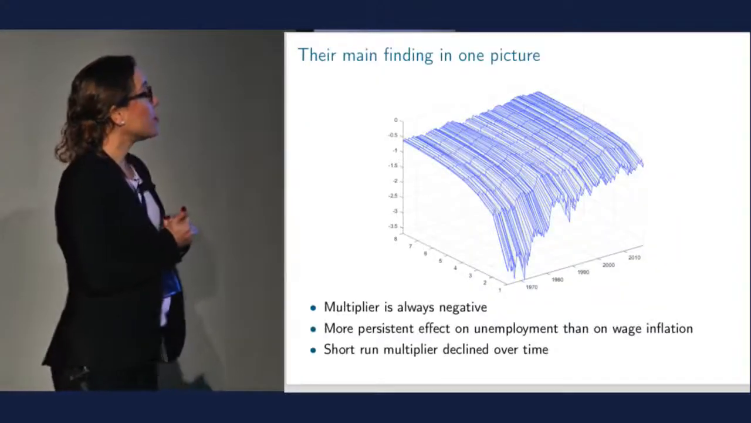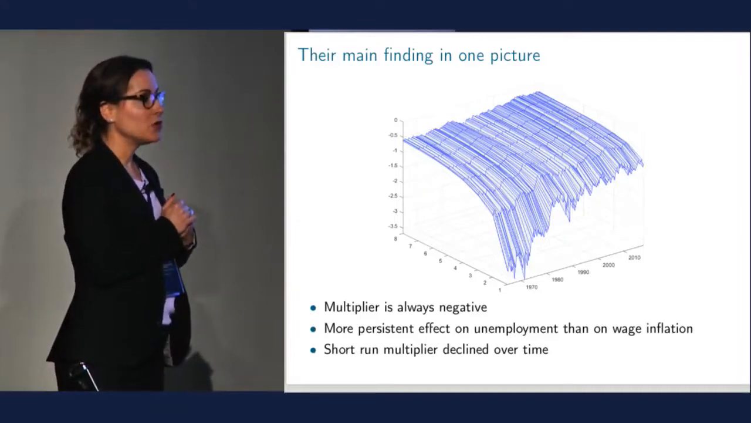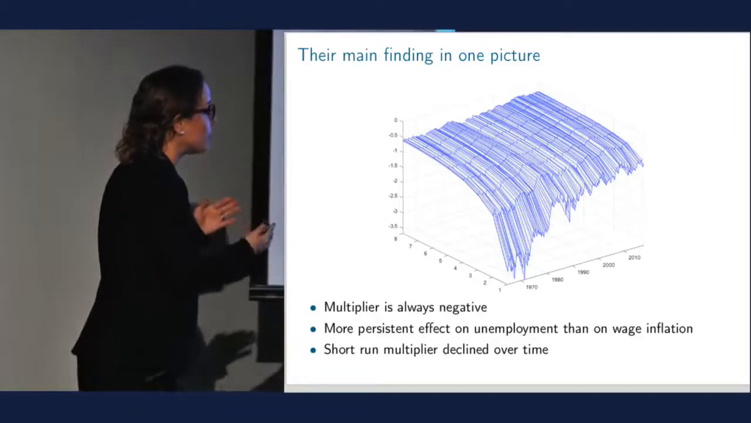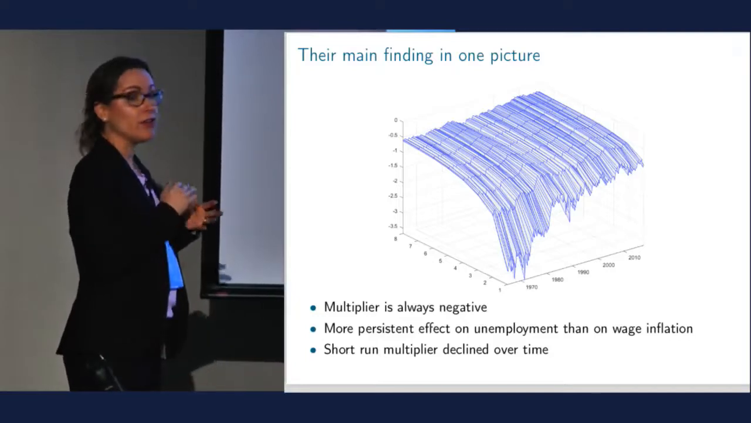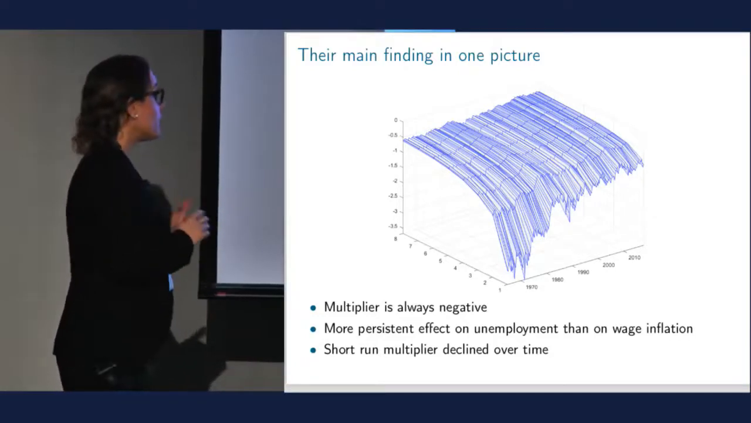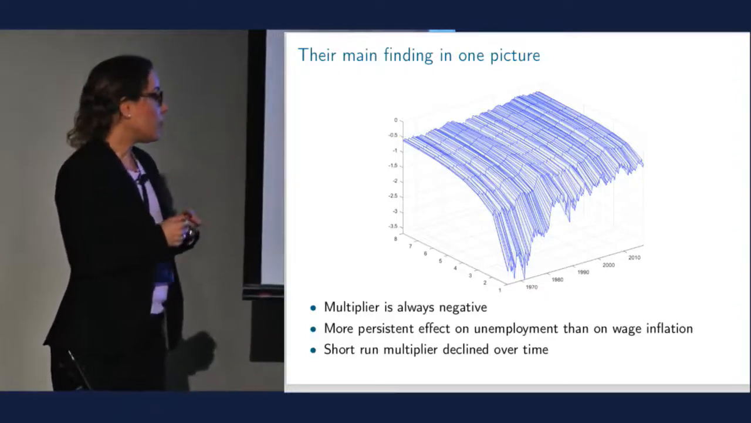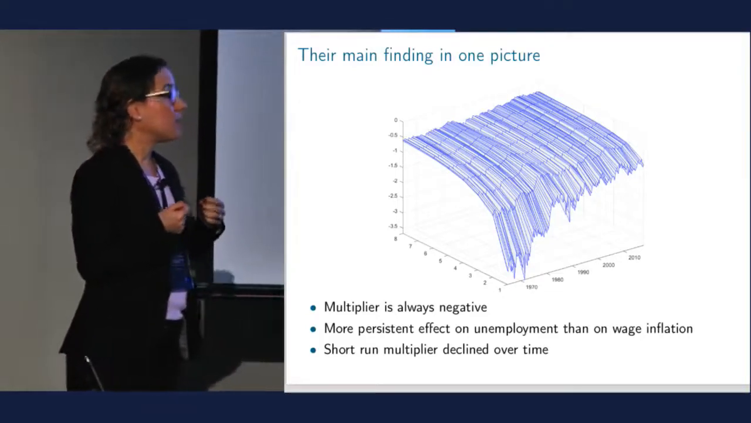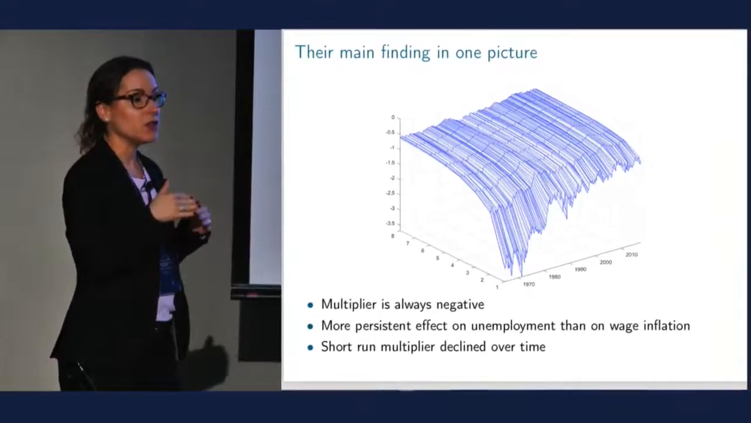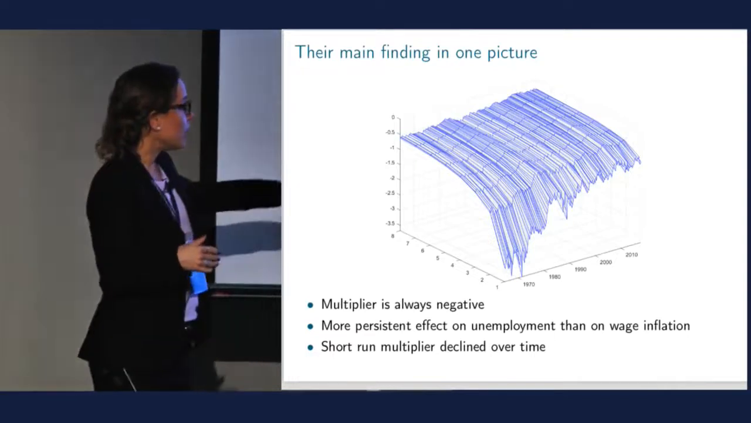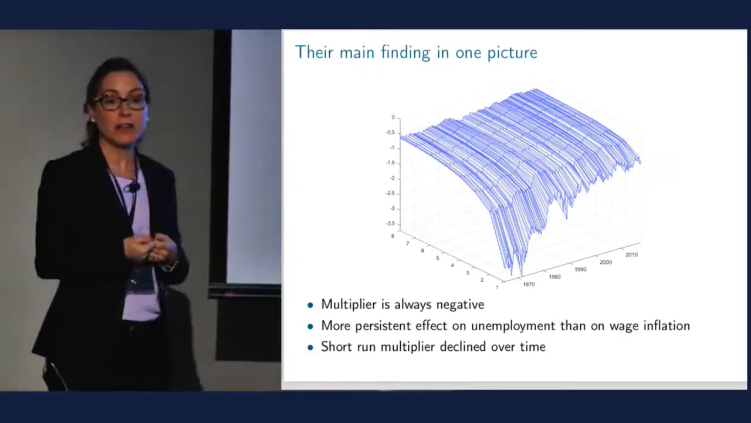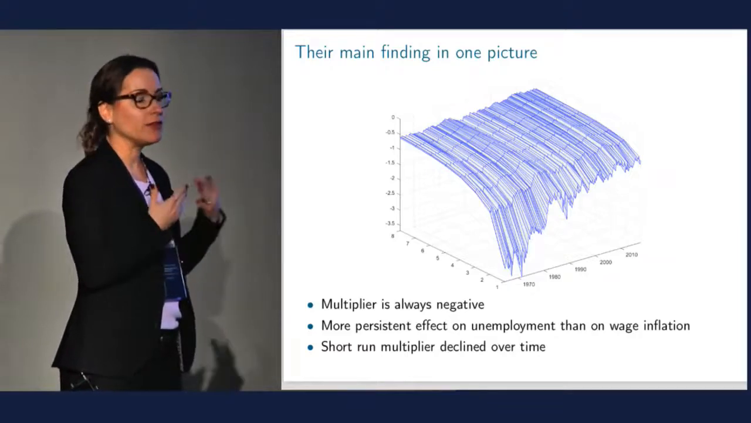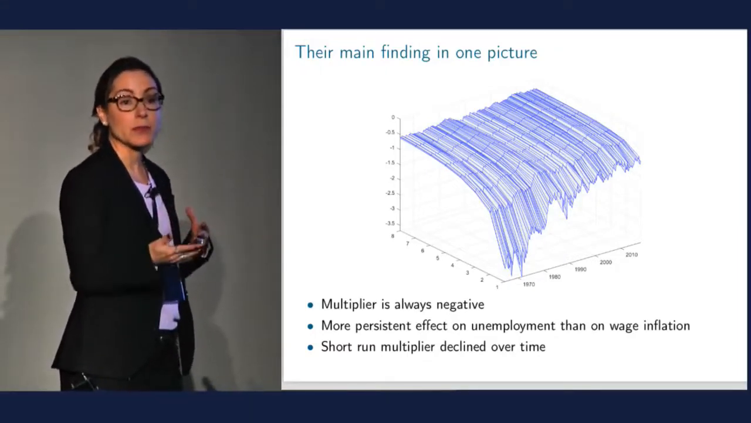If we want to summarize their paper in one picture, I think going back to the picture that Jordi presented a few minutes ago, this is showing the dynamic multiplier for a monetary shock. There are three key results here. First, the multiplier is always negative. The second one, we're seeing more persistent effects of unemployment on unemployment than on wage inflation. And I think one of the most interesting results here is the idea that the slope coefficient has declined over time. So if we look at the multiplier over time, it has been declining. And it seems like this decline has been gradual and not driven by the financial crisis per se. So it has been going on for some time.